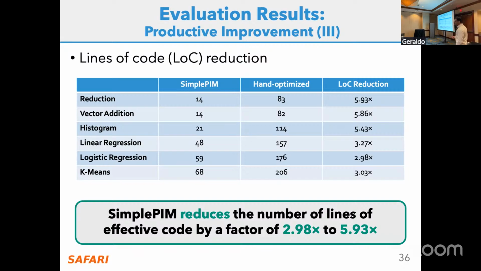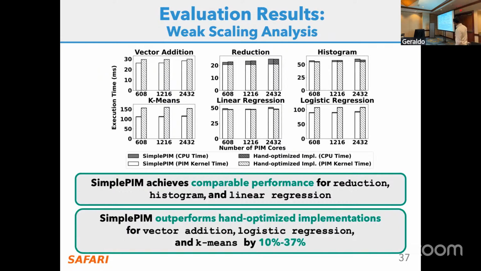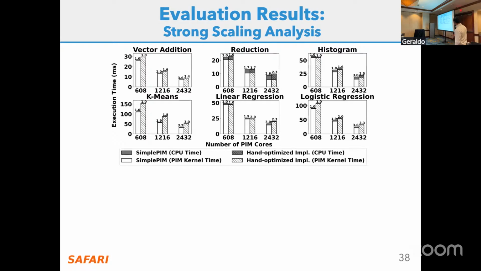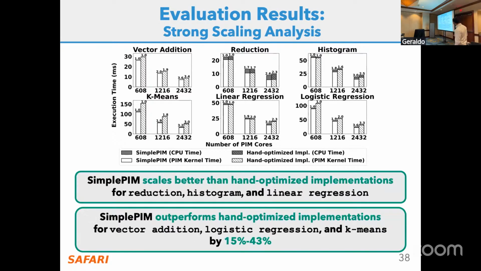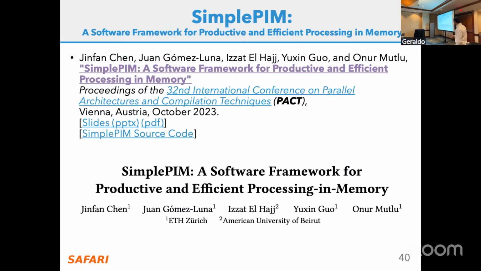And because of our optimizations, we can have comparable performance for some workloads, or even improve performance for some other workloads using this SimplePIM based implementation. So these are some weak and strong scaling results. SimplePIM is available online. You can use it from our GitHub repository.